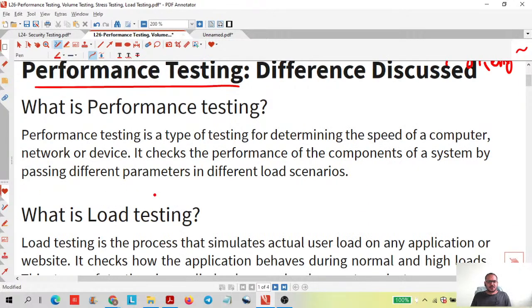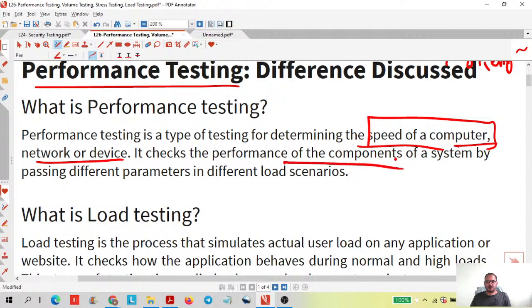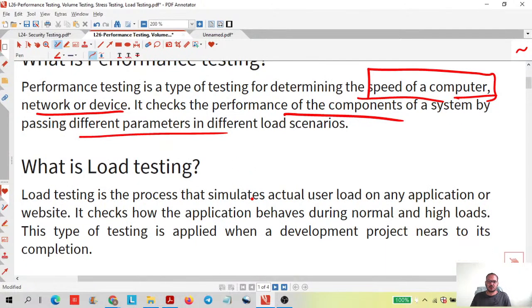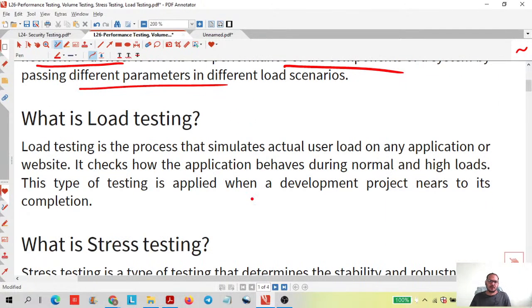So performance testing is a type of testing for determining the speed of a computer, network, or device. As we already know, it determines the speed of a computer, network or device, and also checks the performance of the components of a system by passing different parameters in different load scenarios.